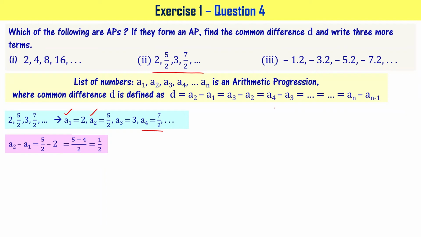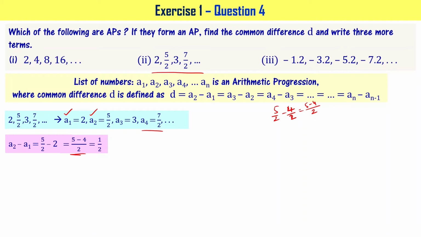5 by 2 minus 2 can be written as 5 by 2 minus 4 by 2. Right? If it is 4 by 2, then you can simply say that it is 5 minus 4 divided by 2. That's what I have written here. That is equal to half. Got it? A2 minus A1 equal to half.